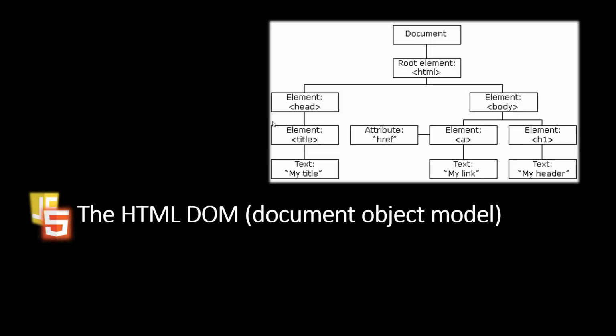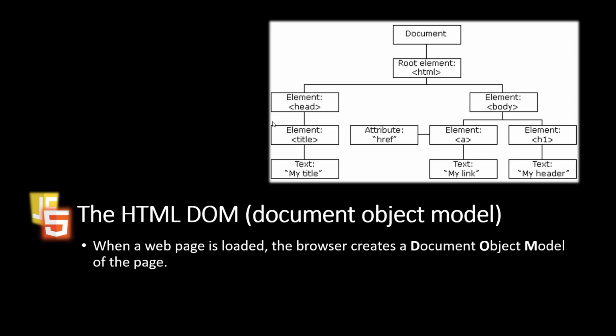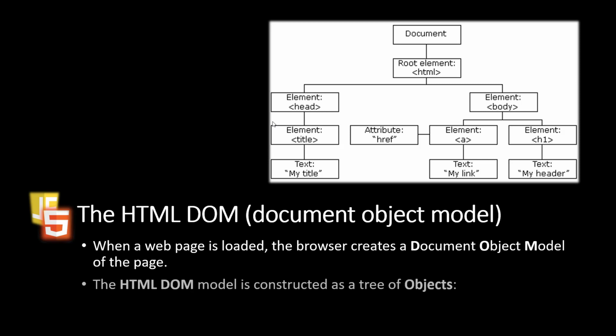The HTML DOM, document object model. When a web page is loaded, the browser creates a document object model of the page. The HTML DOM model is constructed as a tree of objects, as you see in the image.